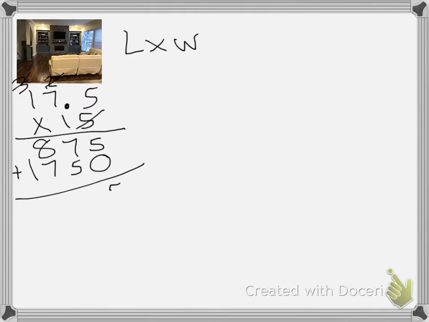And 5 and 0 is 5. 7 and 5 is 12. Put down my 2, carry my 1. 1 plus 8 plus 7 is 16. Put down my 6, carry my 1. And 1 and 1 is 2. And like I said, since we have this one decimal spot, I'm going to go from the back and put my decimal right here. So my living room is 262 and 5/10 feet squared.